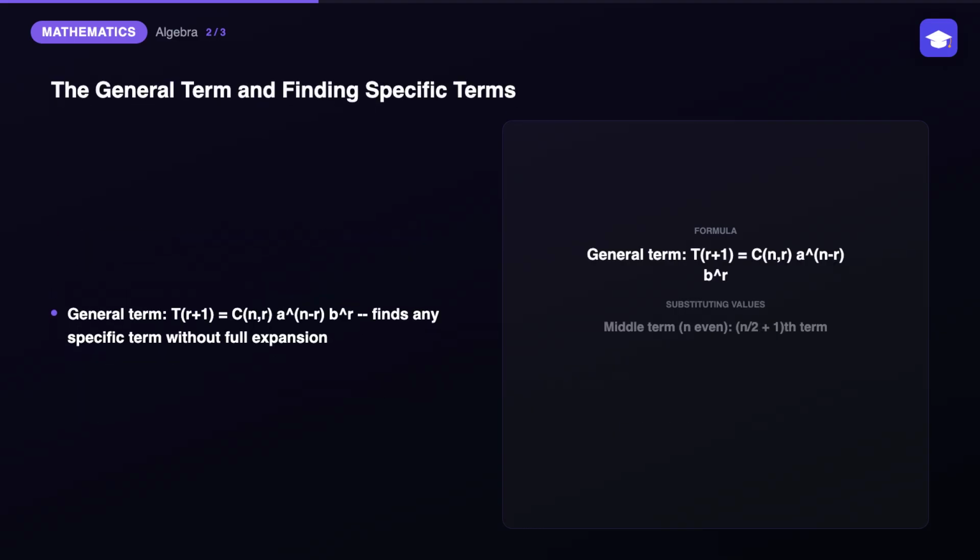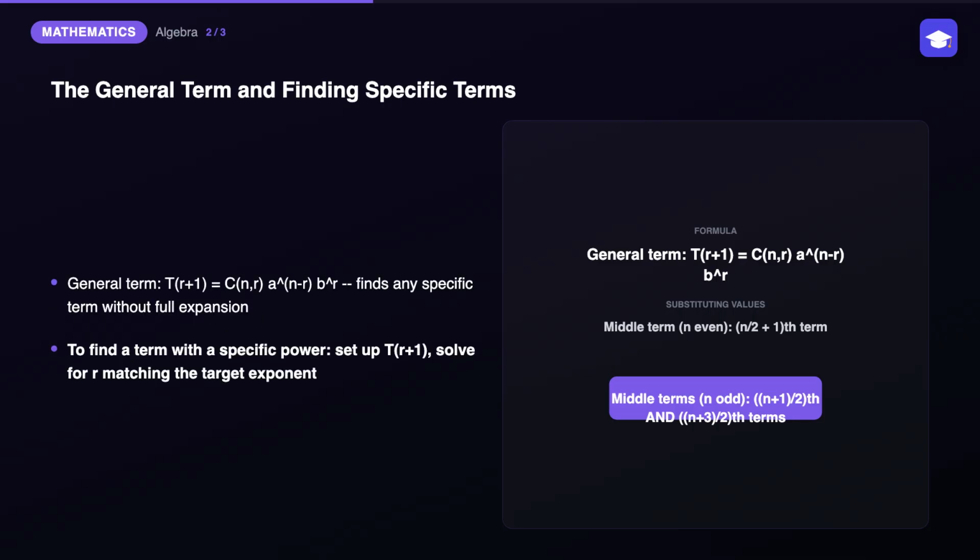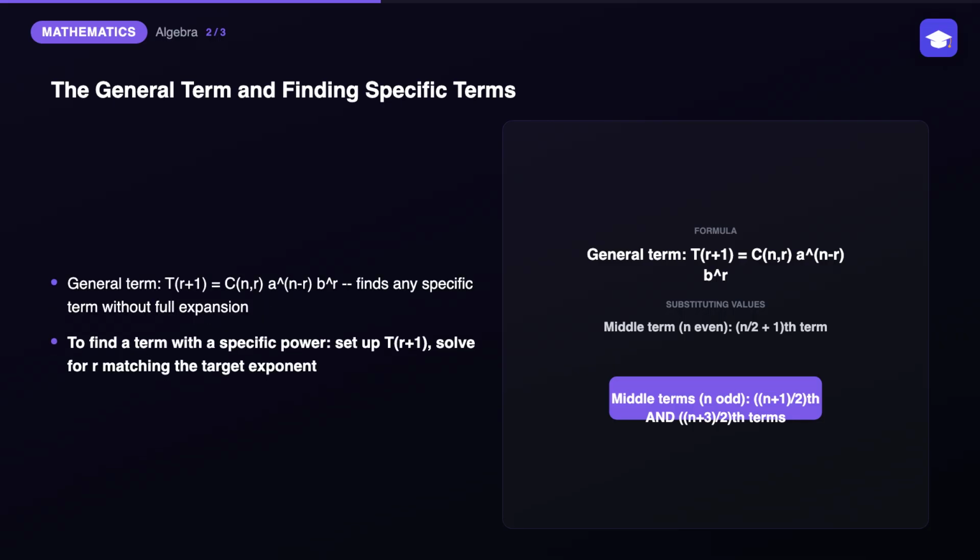The general term, or the (r plus 1)th term of the expansion, is T(r+1) equals n choose r times a to the power n minus r times b to the power r, and this formula is the single most powerful tool in this entire chapter, since it lets you find any one specific term, like the 5th term, or the term containing a particular power of some variable, without needing to actually expand the entire binomial expression term by term.